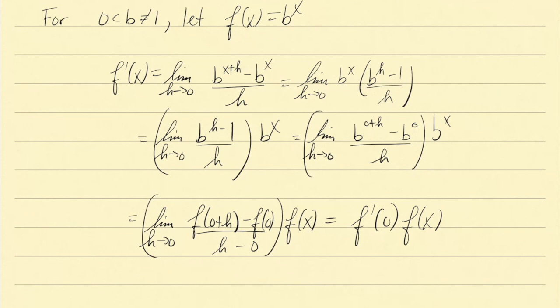So we can see that if our exponential function is differentiable at 0, then we know exactly how to compute the derivative of our exponential function. You take the derivative at 0 and you multiply it by the exponential function. So to sidestep the problem of actually computing a derivative, we're going to make a definition.